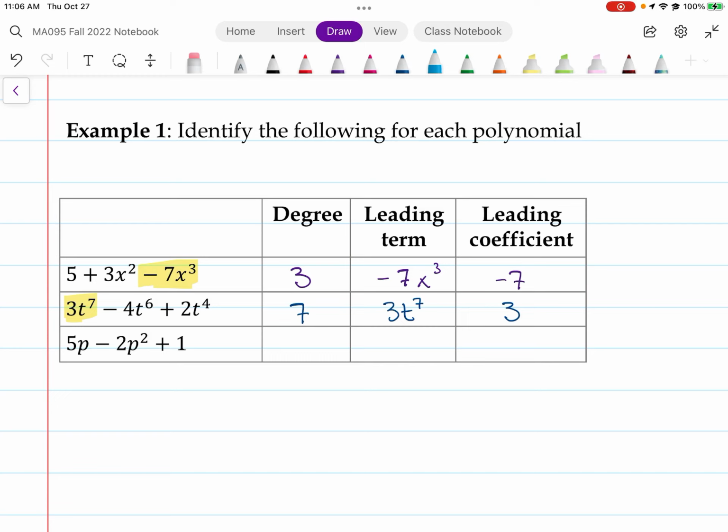All right, the next one. What is the leading term? Find the one with the highest degree, and that is the minus 2p squared. So the degree of that is 2. That's the squared. The p squared, that's just the 2. The leading term is minus 2p squared, and the leading coefficient is negative 2.